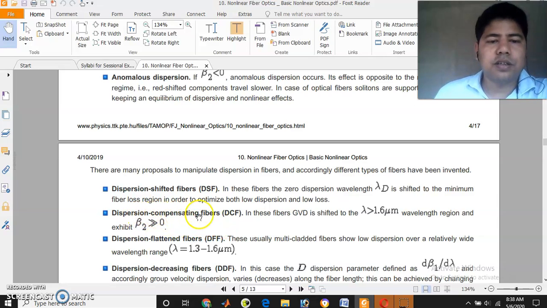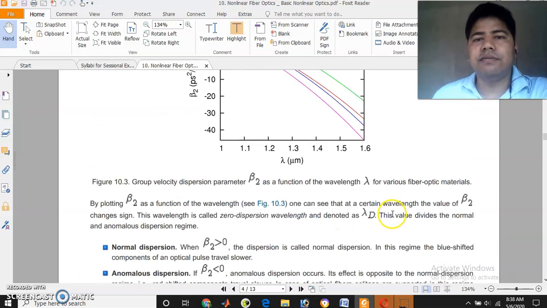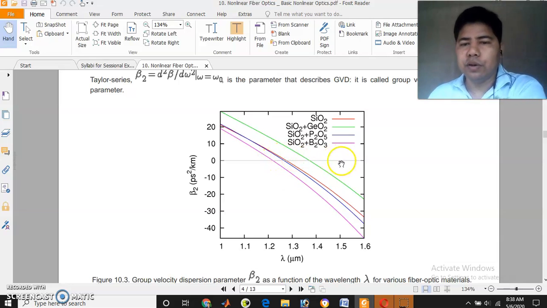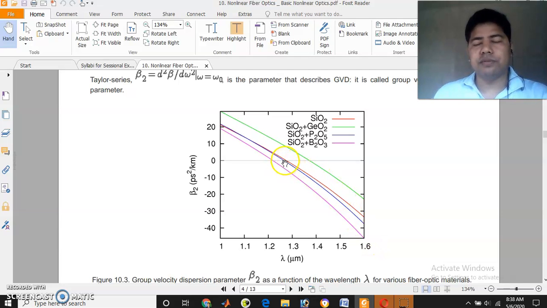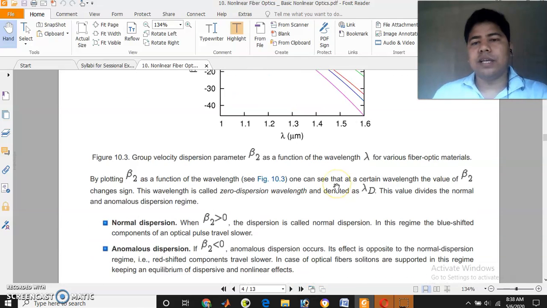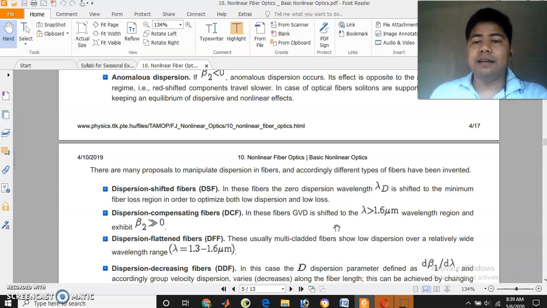For dispersion compensating, if GVD is shifted to lambda greater than 1.6, if somehow we can make this graph such that beyond 1.6 micrometer also we can have beta 2 very positive, then we can manage a lot of things. That part is called dispersion compensating fiber. So we can compensate the dispersion by making the GVD, beta 2, positive even at lambda greater than 1.6 micrometer.